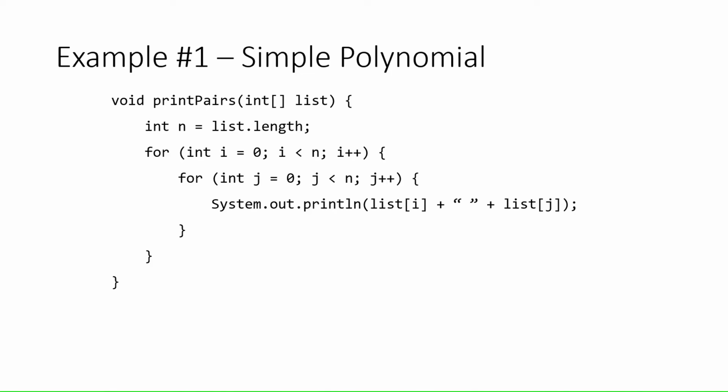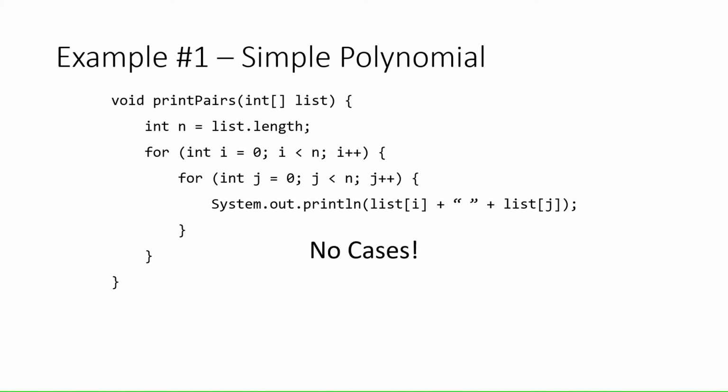So for this example, there's a method called print pairs, which takes a list of integers, and for every integer in that list, prints out every possible pair. So I think it's pretty clear that this code will be O of n squared, because there's two nested for loops that both go to n.